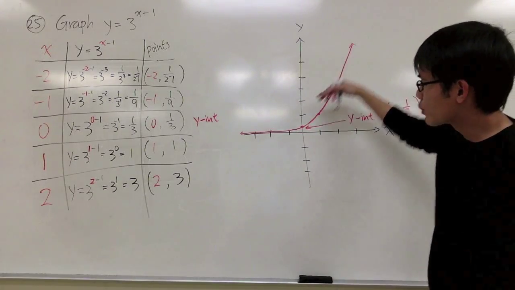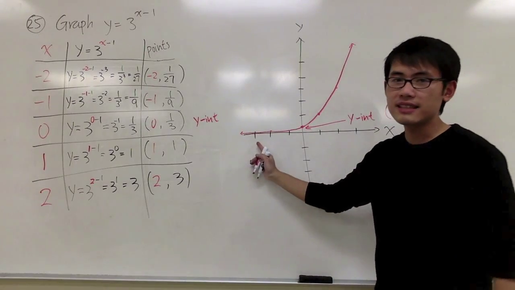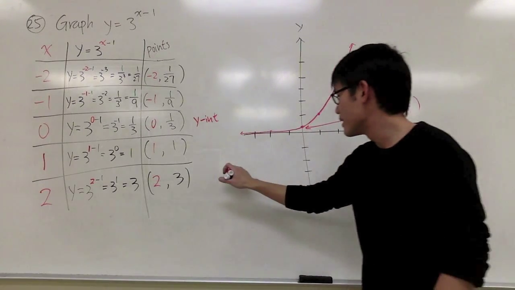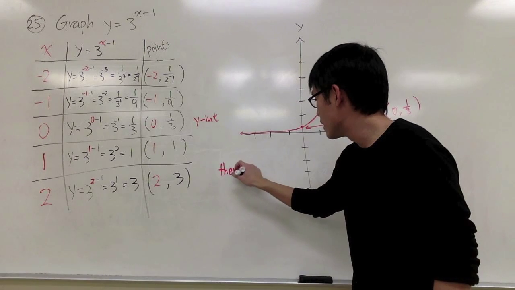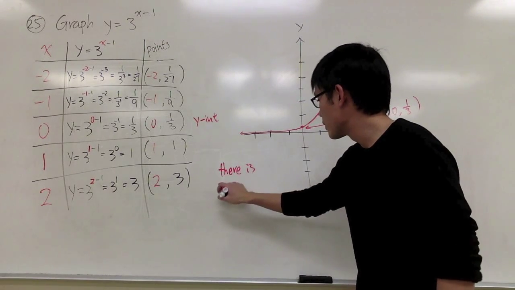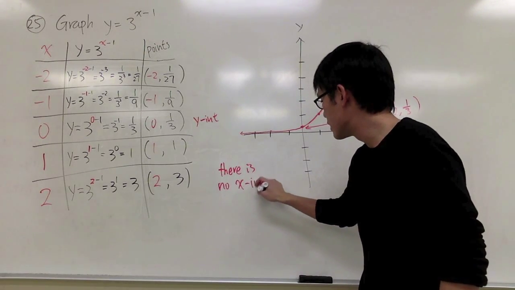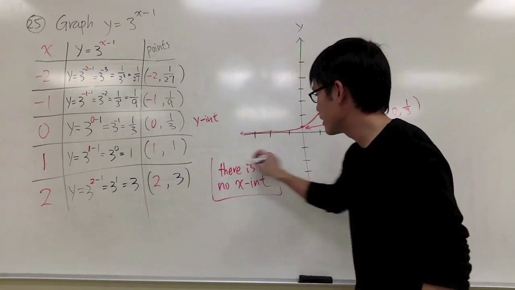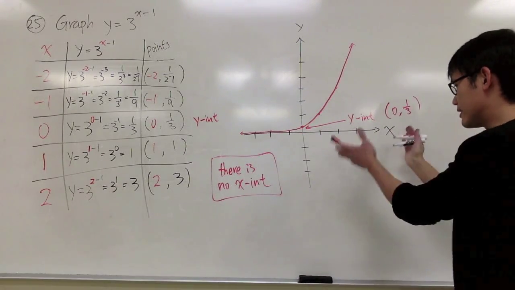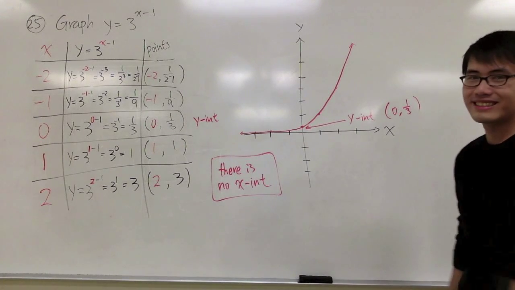And because this graph never crosses the x-axis, there is no x-intercept. I'll just write this down: there is no x-intercept in this graph. So this is the graph that you need to present. That's it.